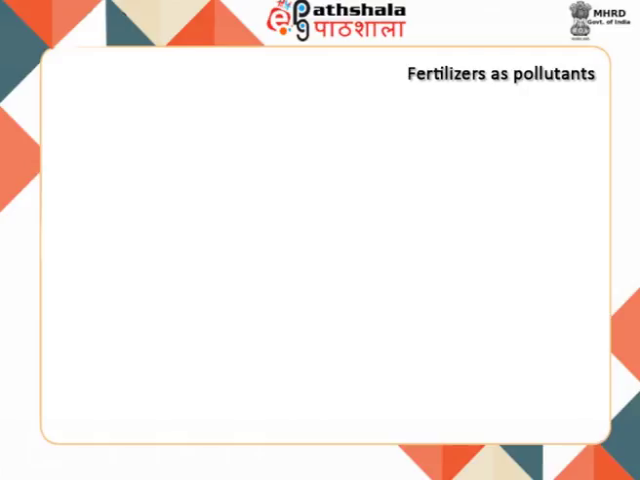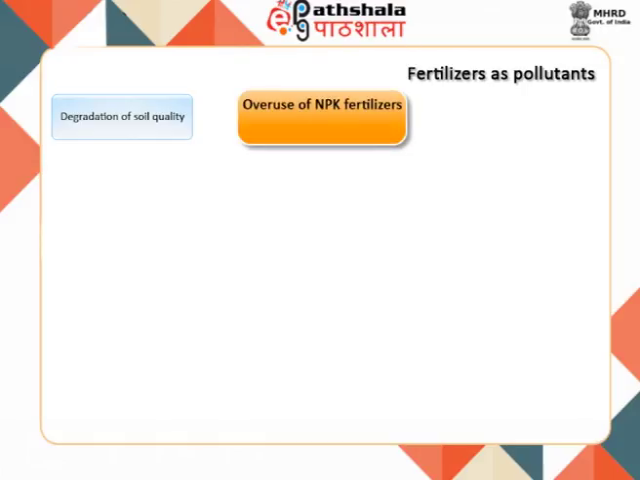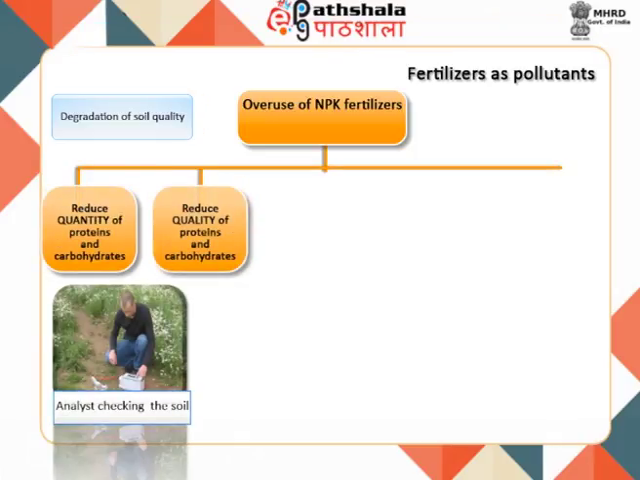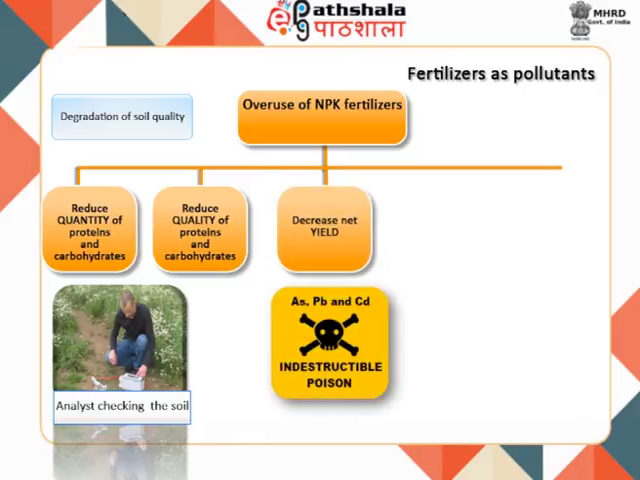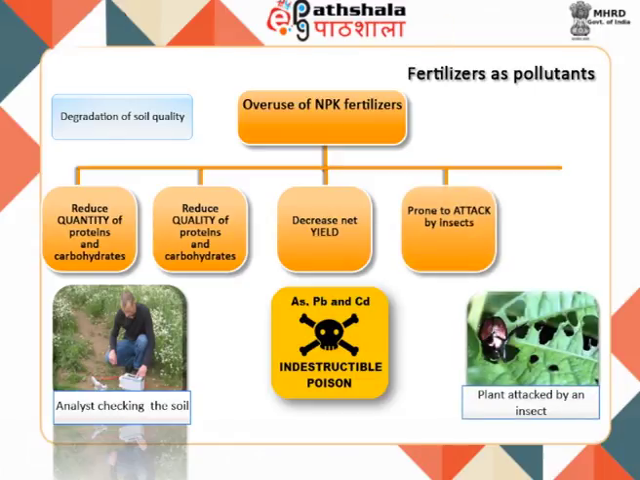After studying the benefits of fertilizers, let us now study its disadvantages as a pollutant. The first disadvantage is that it degrades the soil quality. The overuse of NPK fertilizers reduces the quality and quantity of vegetables and crops grown on the soil. It reduces protein and carbohydrate content. Fruits and vegetables grown on over-fertilized soil are highly prone to attack by insects and diseases. Overuse of fertilizers also decreases the soil pH and thus decreases soil fertility.